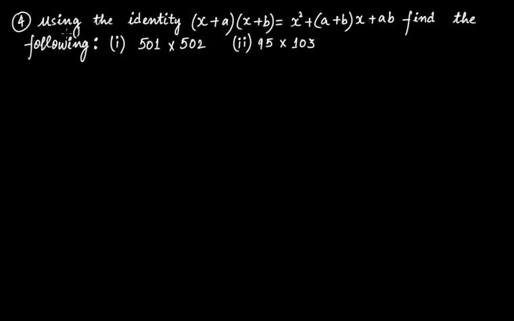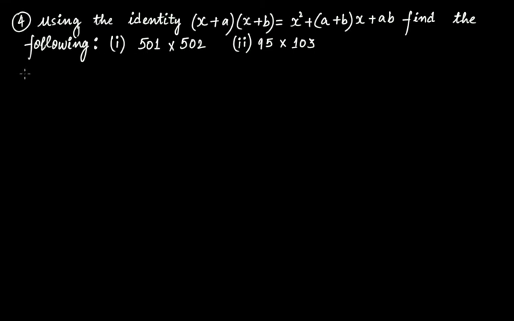This is the fourth problem, and the problem says using the identity x plus a multiplied by x plus b is equal to x squared plus a plus b x plus ab. This is the general identity. Find the following. We have discussed this general identity and you have to use this one to solve these two problems. Now, if you look at this identity carefully, you have actually 3 variables and this x is the common variable. Like in this expression, you have 2 binomials, that is x plus a multiplied by x plus b. This x variable is common in both the binomials.